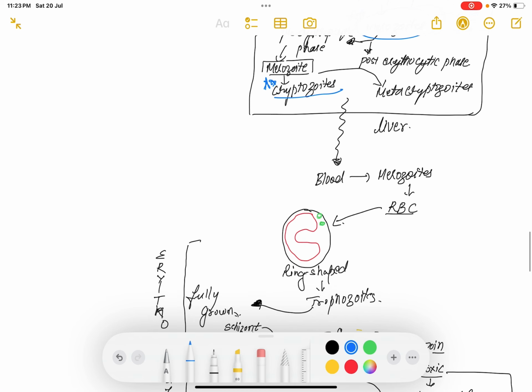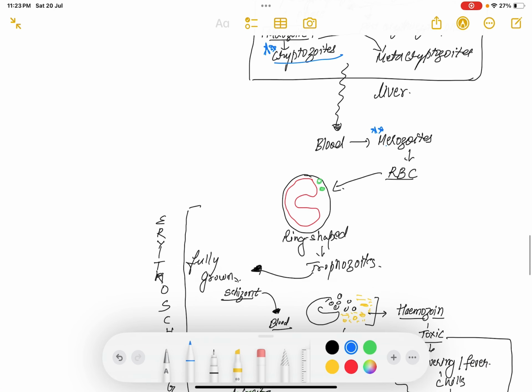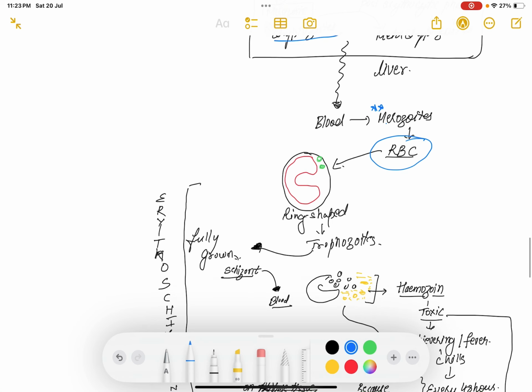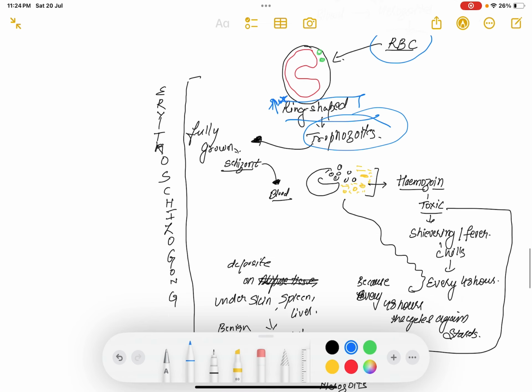Some of the merozoites leave the hepatocytes, that is, leave the liver and enter inside the bloodstream. The RBCs are present in the blood. The merozoites enter into the RBC, and then are converted into ring structures. So the question is, where are the ring structures formed, and what are they called? Trophozoites. The next terminology, trophozoites, is the ring structure formed in RBCs. When merozoites infect the RBCs, the ring structures and trophozoites form.